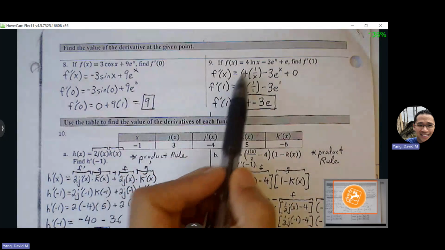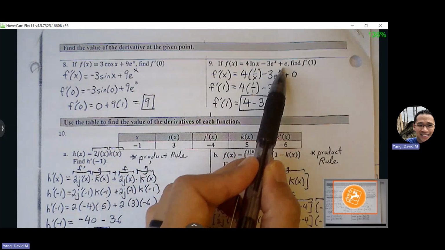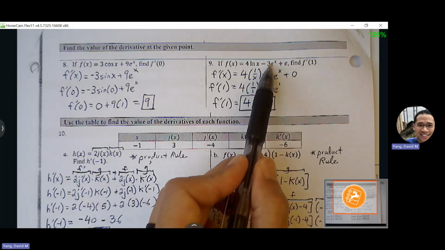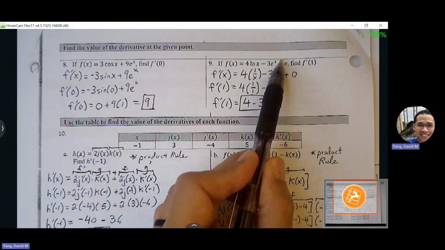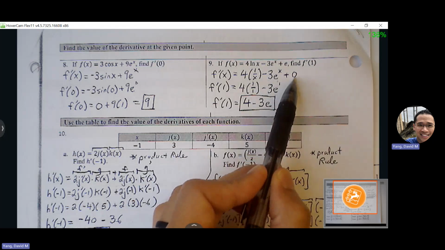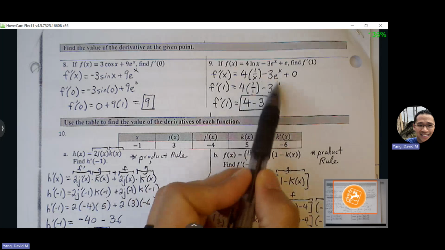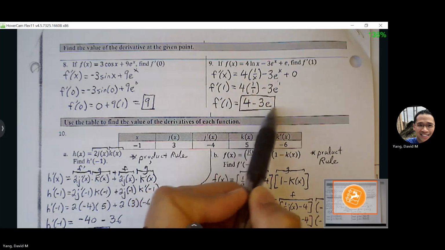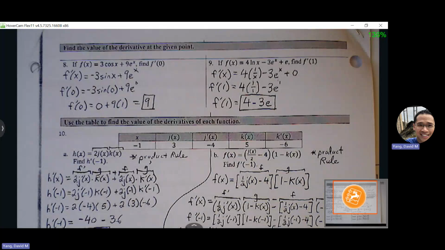Next up, natural log of x minus 3 e to the x plus e. Natural log of x's derivative is just 1 over x. E to the x stays e to the x. E is not a variable. E is a number. E is like 2.7. So we know a constant will go to 0. Once you have your derivative, find your slope. Plug 1 in for all the x values. That will get you your slope. And 4 minus 3e is good enough for the answer.